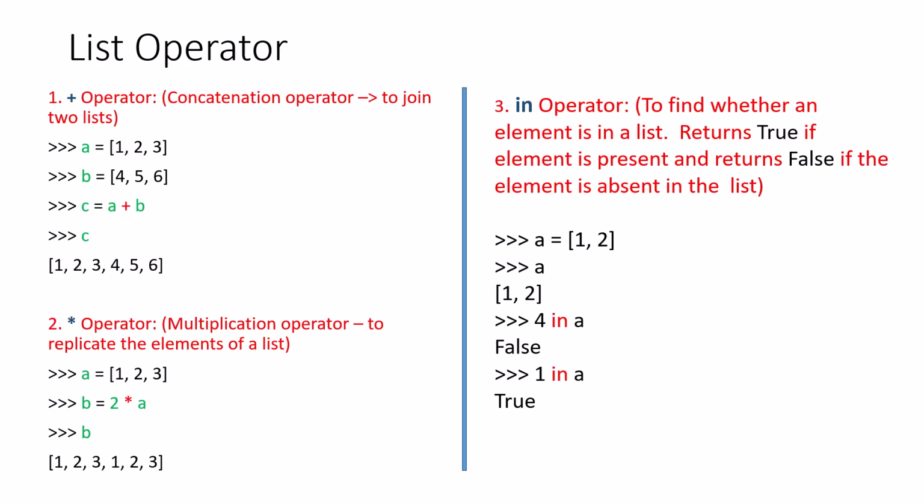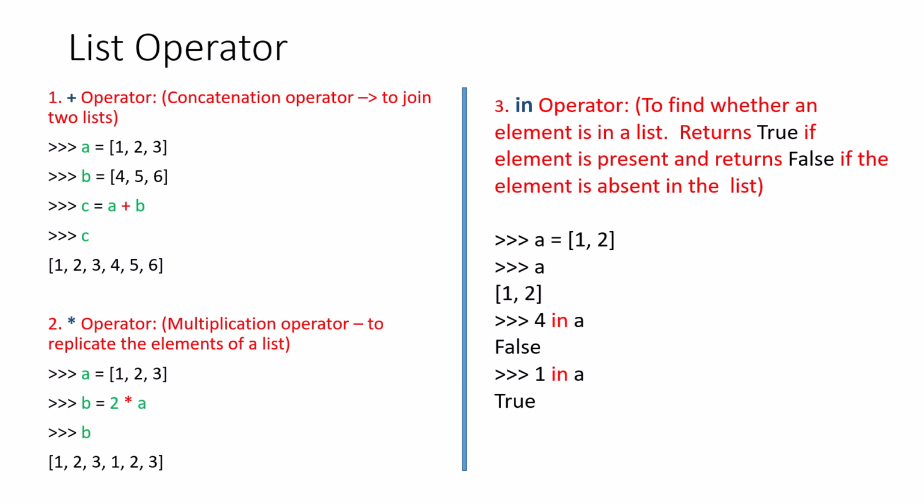The next topic is list operators. Here we have two different operators. One is the plus operator, the concatenation operator, to join two lists, and the other is the multiplication operator, which replicates the elements of a list. The first one is the plus operator. In this, we might have created two lists: A equals 1, 2, 3 and B equals 4, 5, 6.